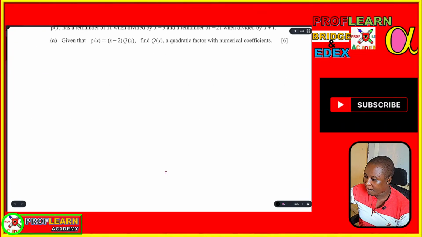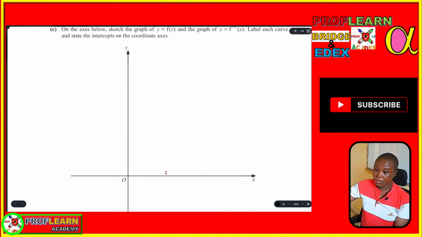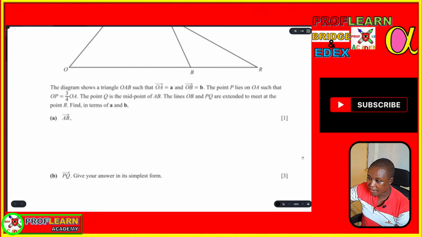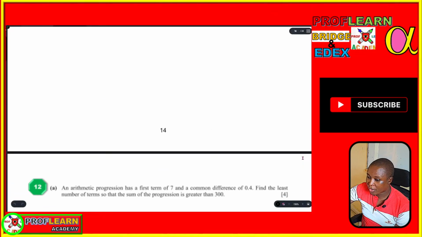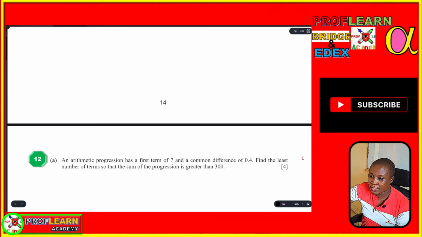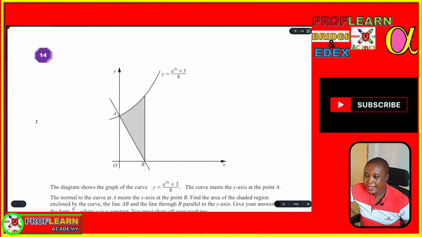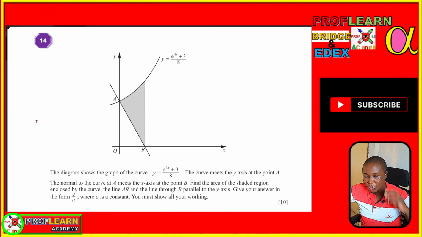So far that is it, what I had in store for you in this particular video. We have talked about logarithms, we've talked about vectors, and also don't forget to look at geometric and arithmetic progressions, and how to find area under the curve. Questions like these ones are also quite key.